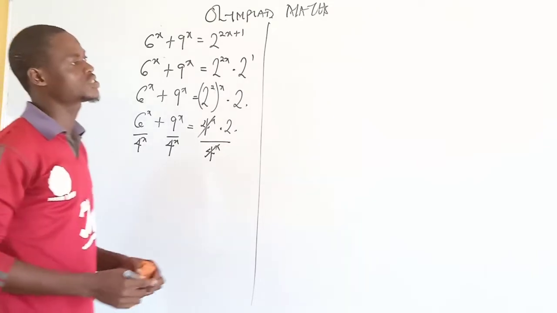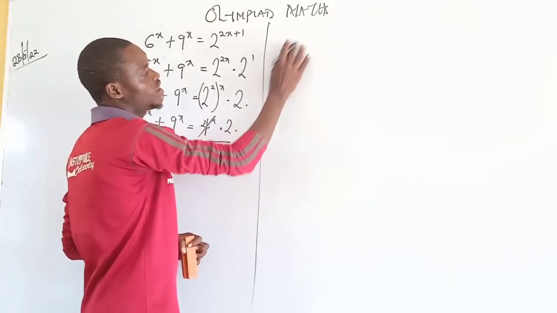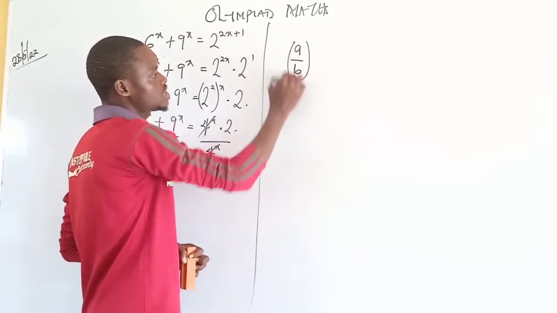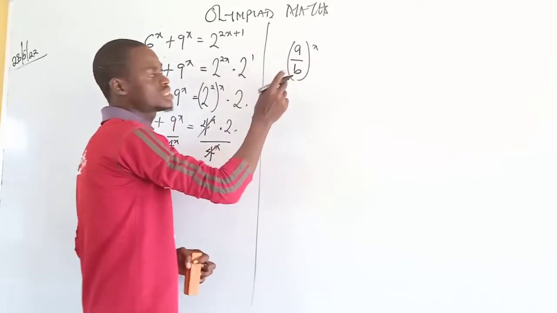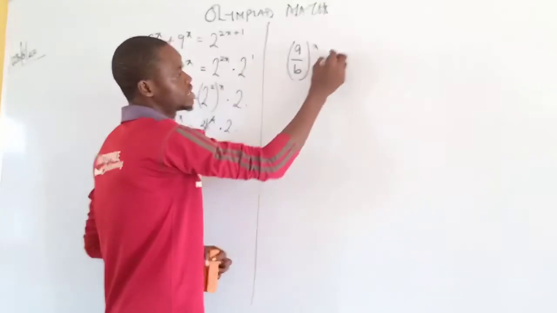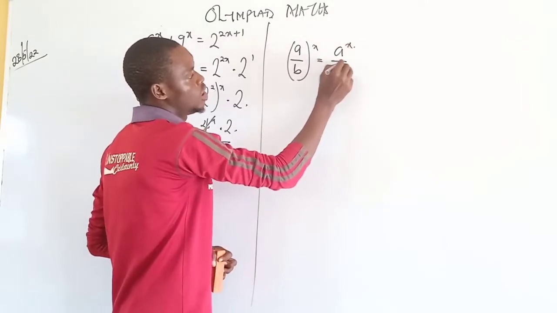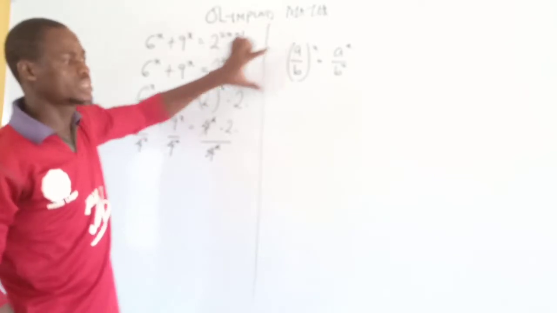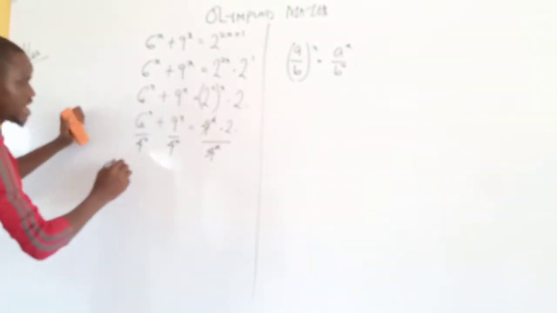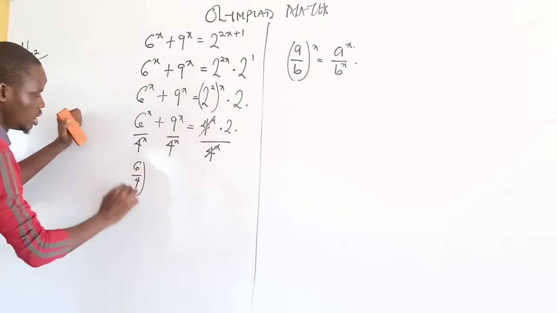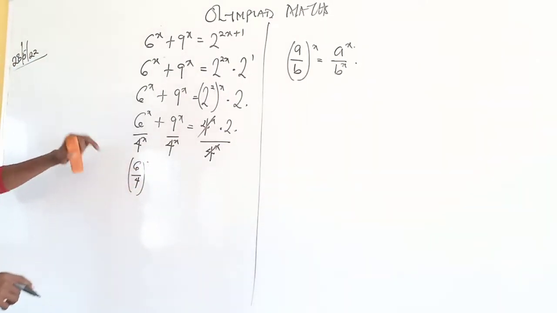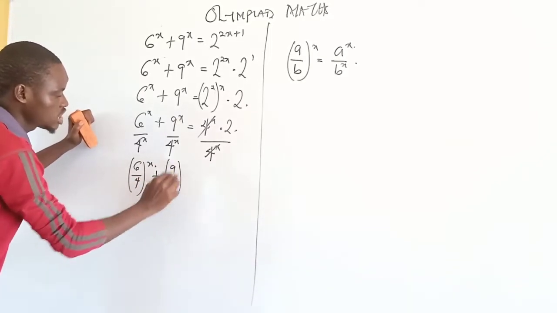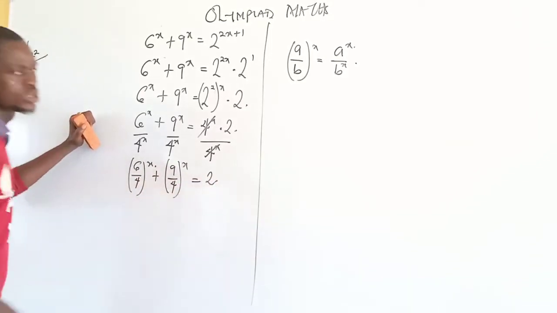Now, coming back to this, according to the law of indices, if I have a over b, everything raised to the power x, this same thing can be written as a raised to the power x all over b raised to the power x. That means I can turn this into this. Coming back to here, I can write this as 6 over 4, everything raised to the power x. Then I can also write this as 9 over 4, everything raised to the power x, everything equals 2.